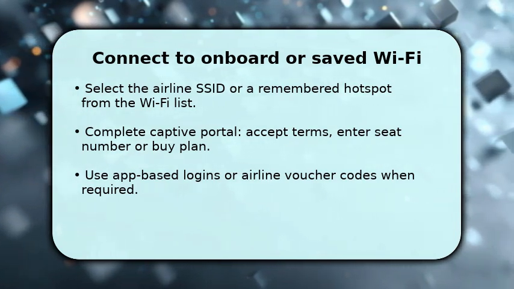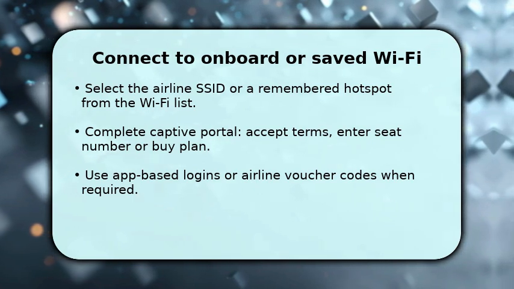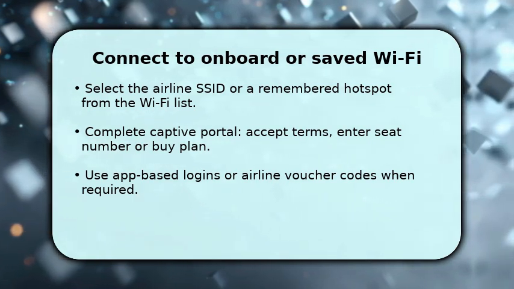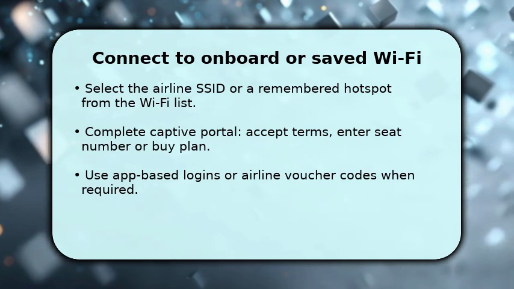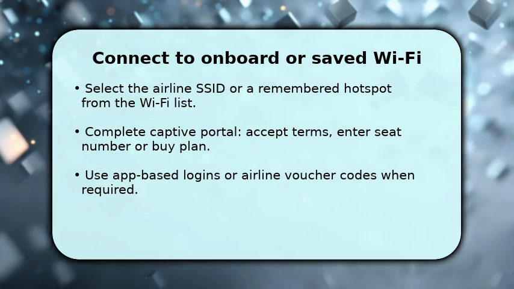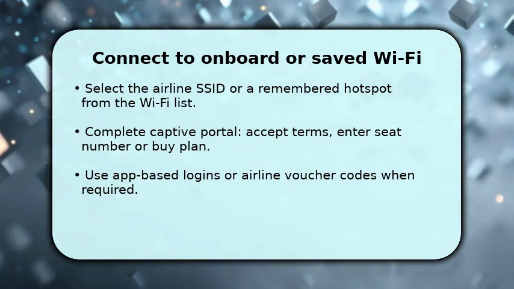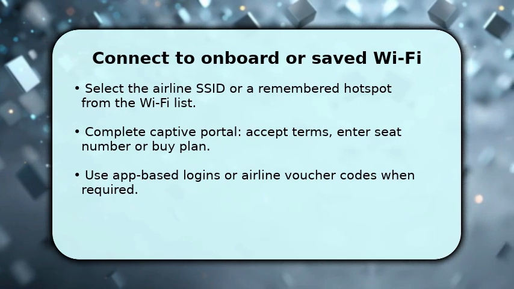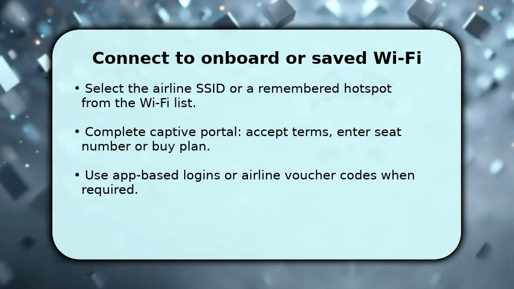The device will try to open a captive portal. If a login page doesn't appear, open a browser and navigate to a non-HTTPS page to trigger it. Follow prompts. Accept terms, enter seat number or purchase an internet plan, and input voucher codes if you have them.